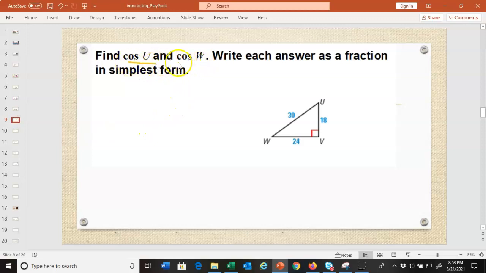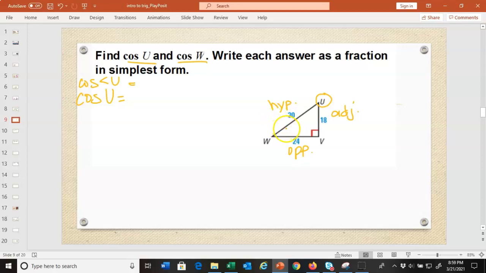So let's try some examples. It says find the cosine of U and the cosine of W. Write each answer as a fraction in simplest form. Okay, so first we're going to let that angle of perspective be u, because we are trying to find cosine of u. Sometimes you'll see it written cosine of u, sometimes cosine of angle u. They're both fine. So opposite u is 24, right? And then we have our hypotenuse. I feel like those are the two that are super easy to label at first, very visual to me. Sometimes people get confused with adjacent, but if you label those other two first, then adjacent's the only one left.